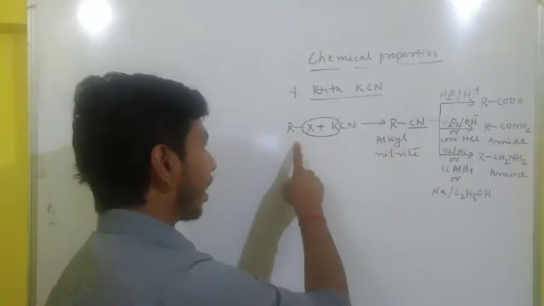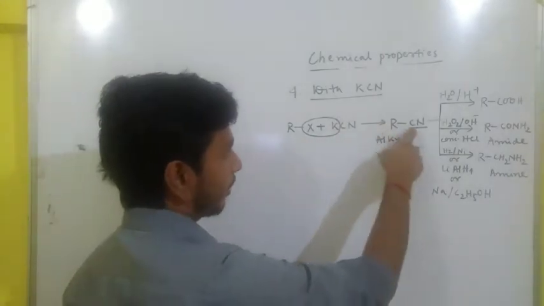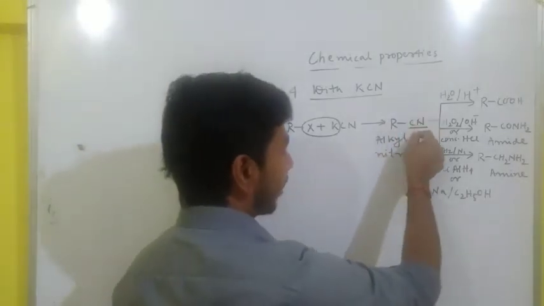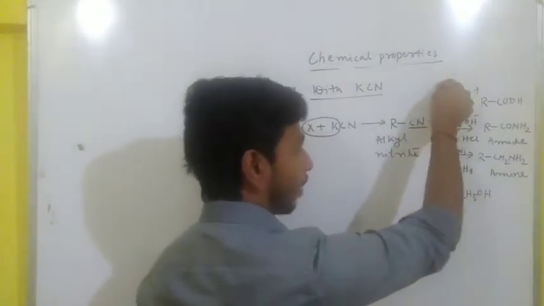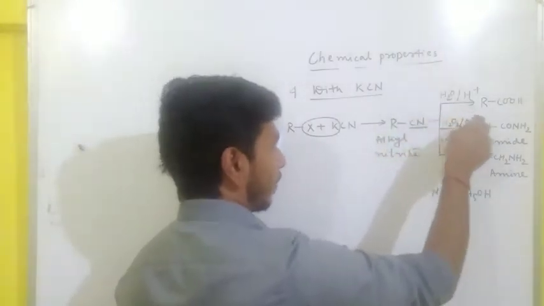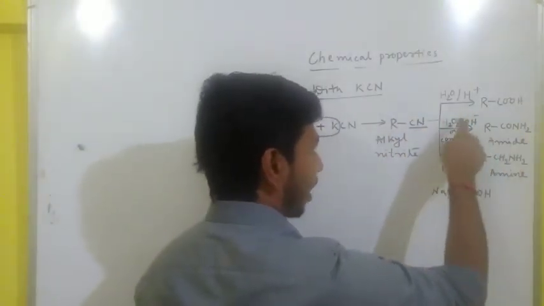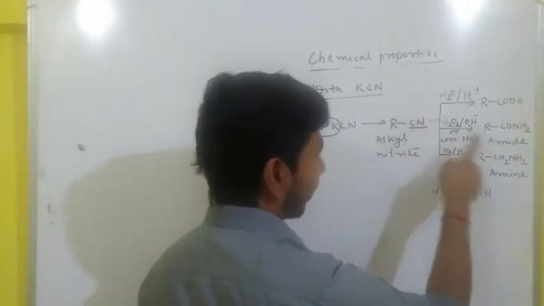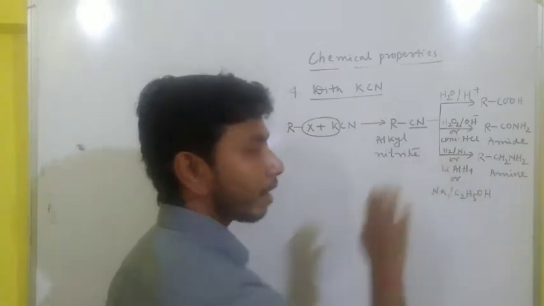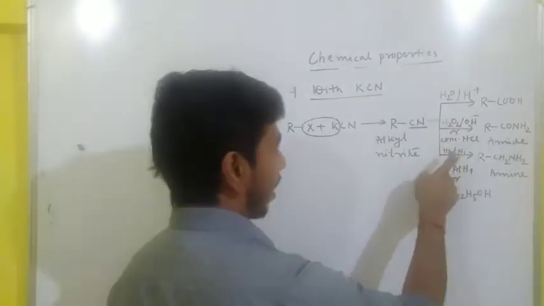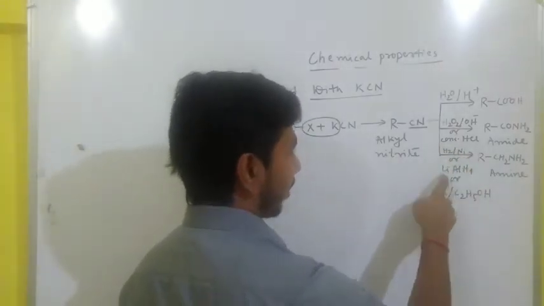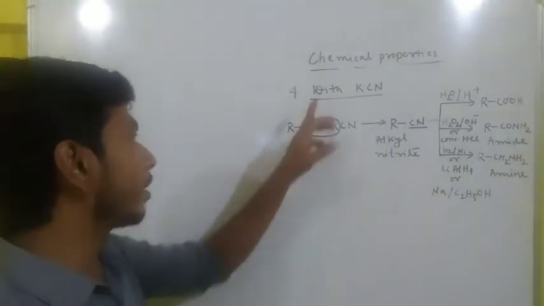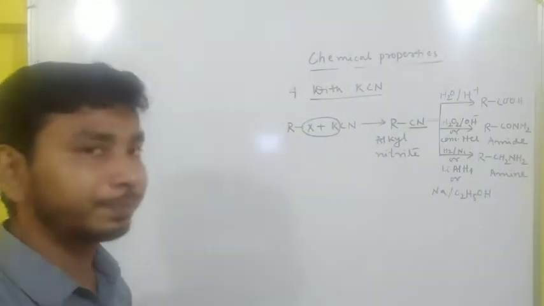So alkyl halide on treatment with KCN gives the nitrile. CN group is called the nitrile group. From the nitrile we can produce the carboxylic acid upon hydrolysis, the amide upon partial hydrolysis, and the amine upon reduction. The reduction can be done with hydrogen with nickel, lithium aluminum hydride, or sodium with ethanol. So this is the reaction with KCN.